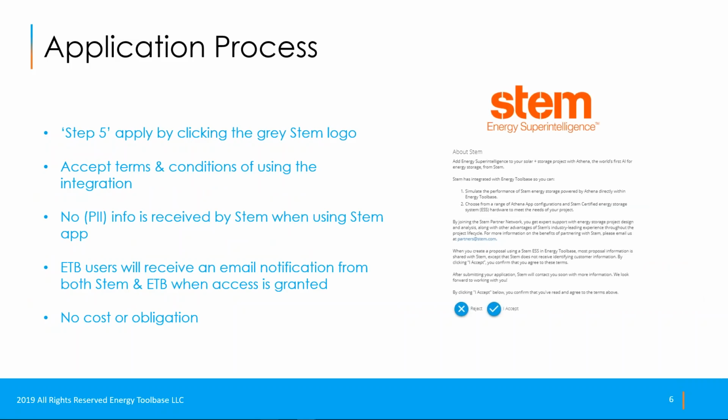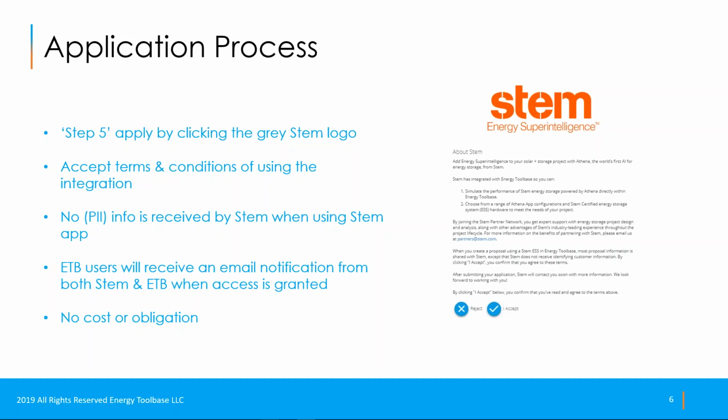Okay, next slide, Tracy. So I just have one more slide before passing it off to the STEM folks. And I think a lot of this is pretty intuitive already, but I just want to mention a couple quick items on the sign-up process. So it's in step 5. You're going to see that grayed out STEM logo initially before you've applied to use the service. We do use this term, dual opt-in integration. That basically means the Energy Toolbase user has to apply to use the service, and then STEM has to approve prior to you getting access.